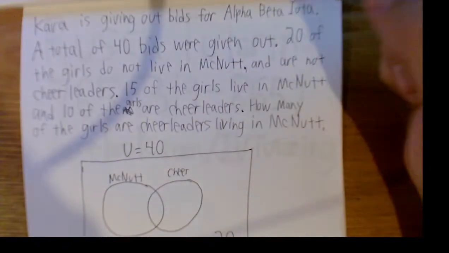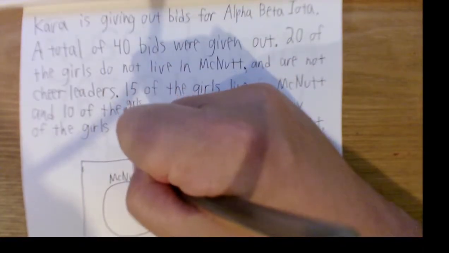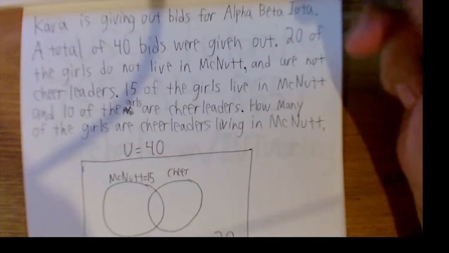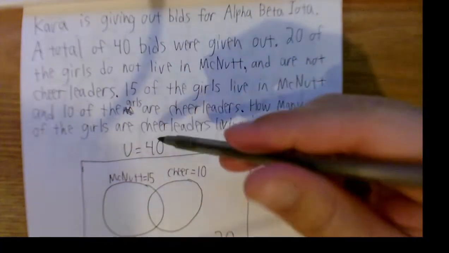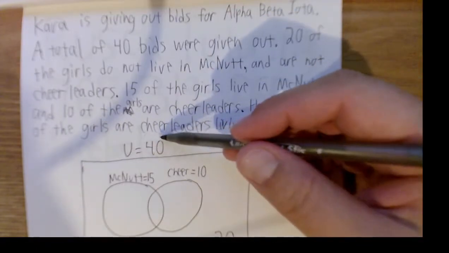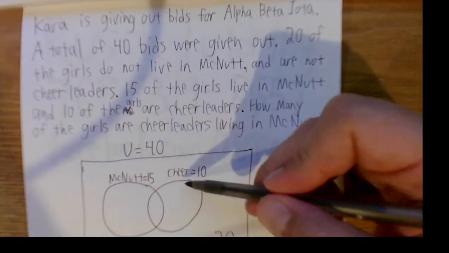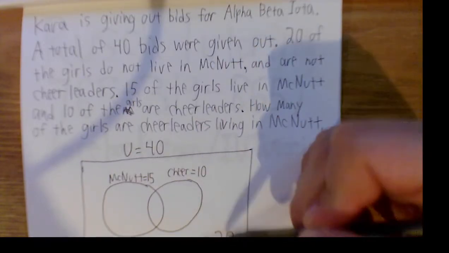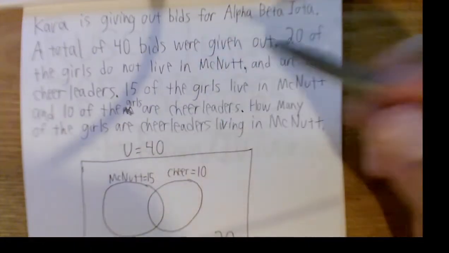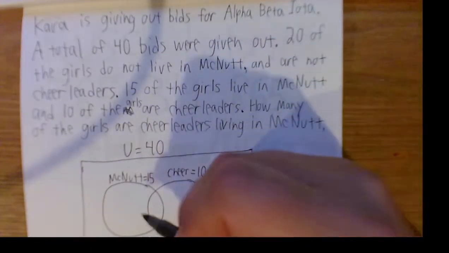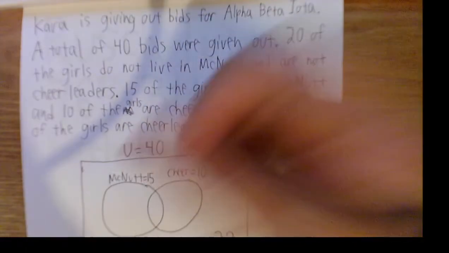So now, we know that 15 of the girls live in McNutt, and we know that 10 of these are cheerleaders. Okay. Well, it puts us in an interesting predicament, right? Because if we just add these together, we get 10 plus 20, it's 30, and then 15 plus 30 is 45, so it's more than the universe. So obviously there has to be an overlap here to get our universe to be correct. So what would that be?